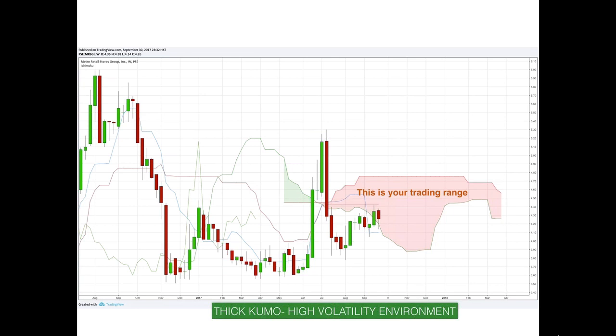The Kumo identifies trading ranges. When price enters inside a thick Kumo, we expect high price volatility because the distance between the Senkou A and B is wide. This means price will range between these two equilibrium lines. So prices will go back and forth within that Kumo and has no clear direction until it breaks above or below it.